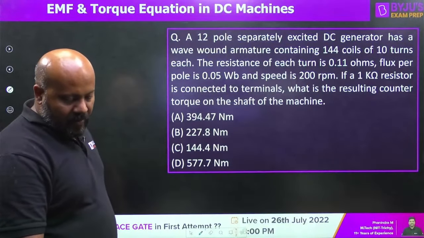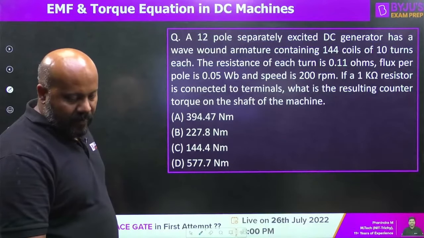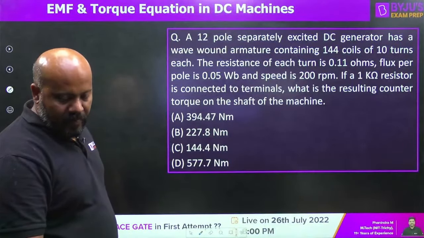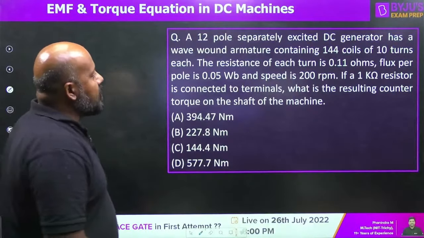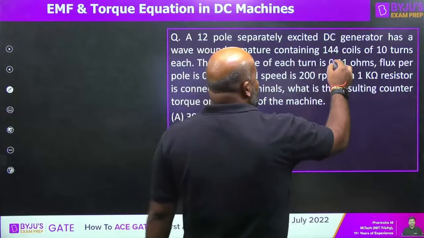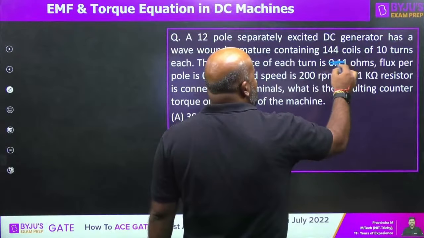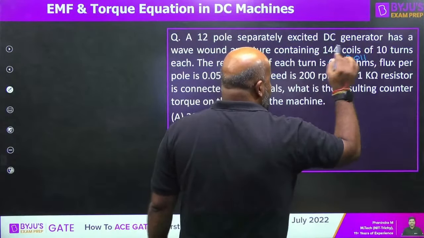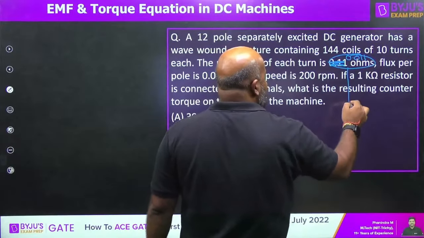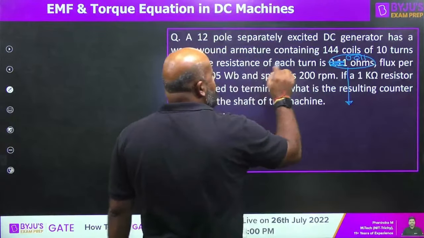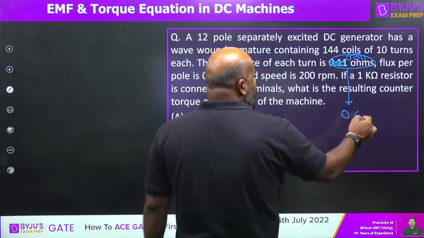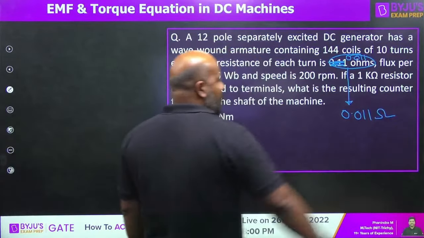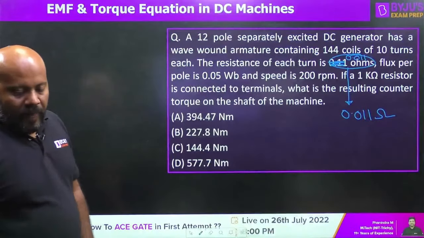There are some corrections I want to have in this particular question. It should be 0.011. Just change it. It should be 0.011. Is it clear? I am writing it here again. He is saying the resistance of each turn is 0.011 ohms. Okay.